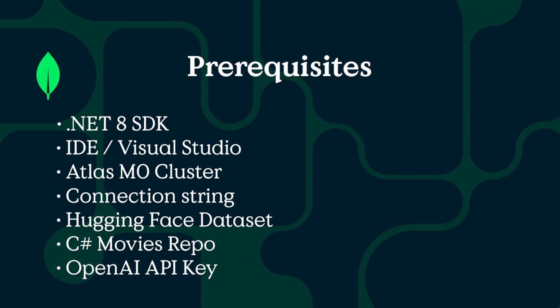Once you've forked and then cloned the C# Movies repo, make sure to add your connection string into appsettings.development.json and appsettings.json in the placeholder section in order to connect your cluster. And if you don't want to follow along, the repo also has a branch called Vector Search, which has the full code implemented already. However, you will need to make sure that you have embedded data in your Atlas cluster for this to work.